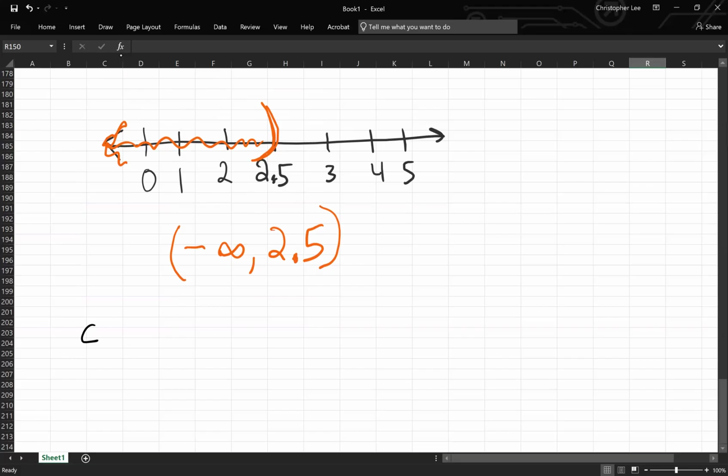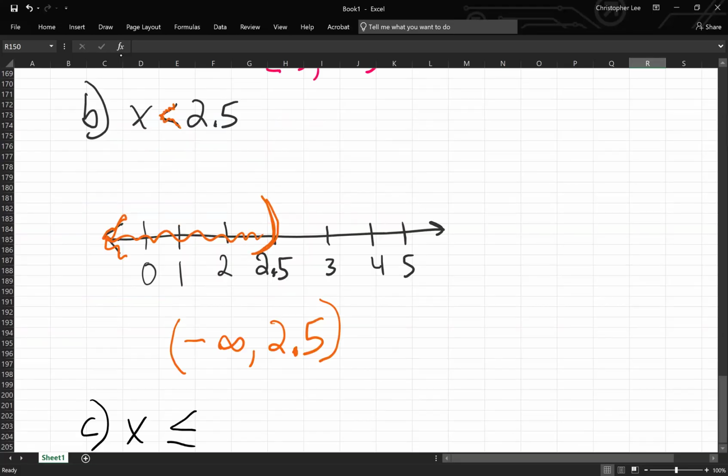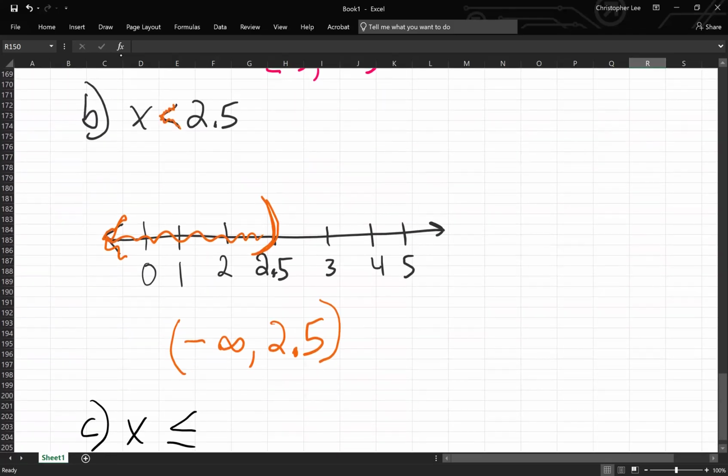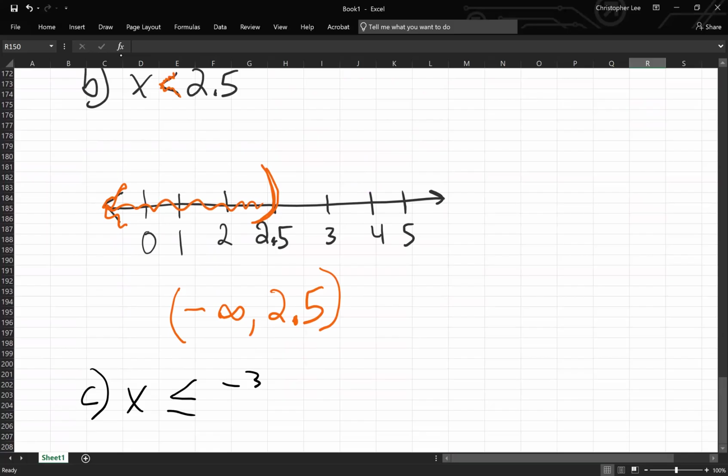This is x less than or equal to -3/5. Just bear with me one second. -3/5.